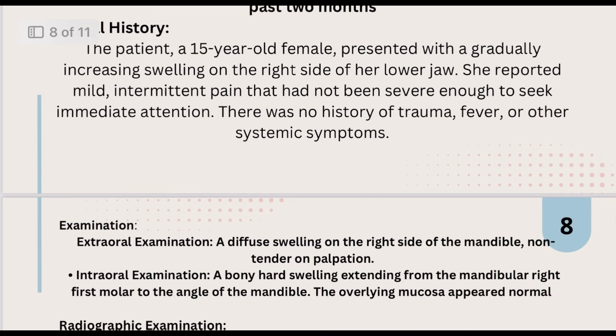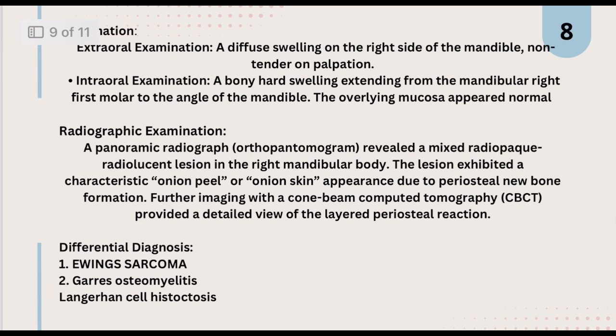On examination, extraorally, we saw a diffuse swelling on the right side of the mandible, non-tender on palpation. On intraoral examination, there was a bony hard swelling from the mandibular right first molar to the angle of the mandible, but the overlying mucosa appeared normal. And then the radiographic examination: the lesion exhibited a characteristic onion peel appearance due to periosteal new bone formation. Then CBCT was done to provide a detailed view of the reaction. The differential diagnosis was given as Ewing's sarcoma, osteomyelitis, and Langerhans cell histiocytosis.